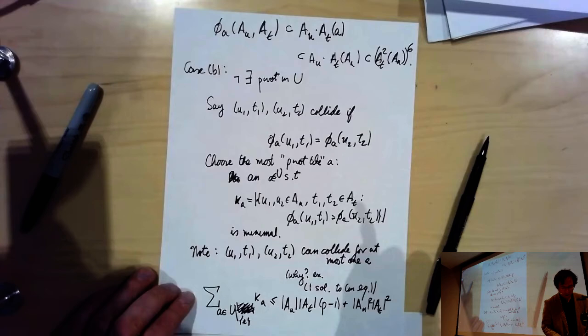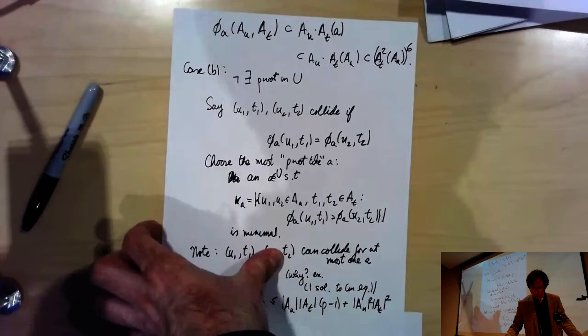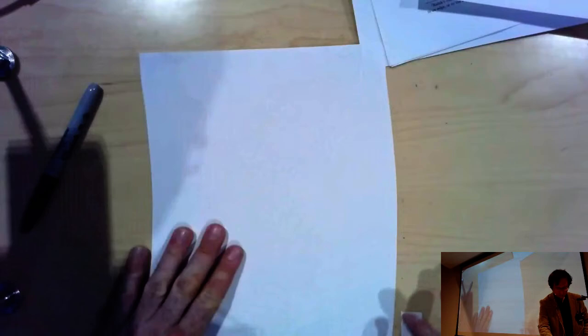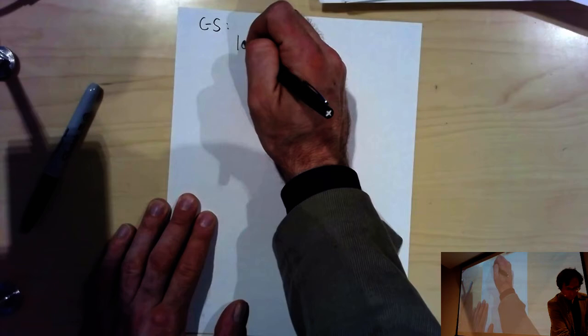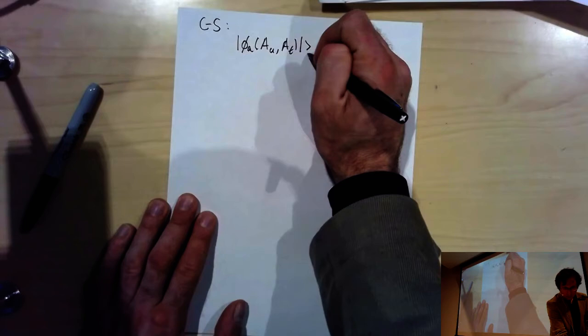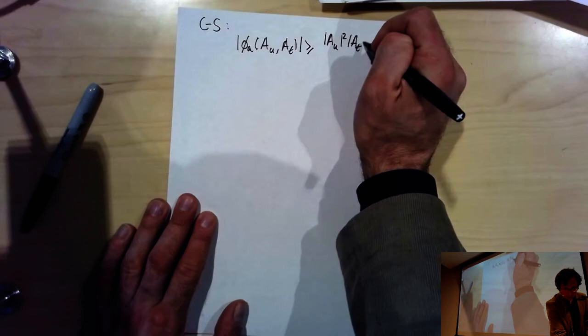Very well. At the same time, you have by Cauchy-Schwarz, and as usual, it should just be called Cauchy. Schwarz just had something to do with integrals, but never mind that. So by Cauchy-Schwarz, you have that phi of A, AU, AT is at least AU squared, AT squared divided by KA.